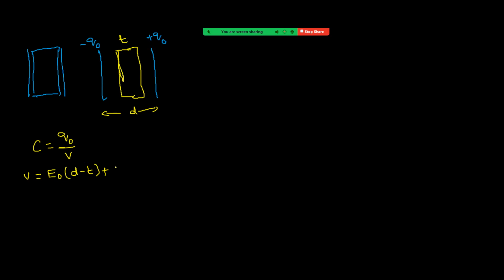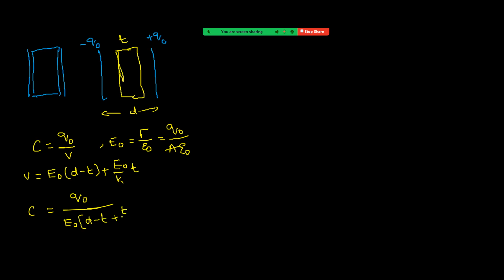Next, coming to inside the slab, net value E naught by K into T. So this is giving us potential difference between the plates, right? Then see capacitance. So it is equal to, in the place of E naught, see what we can write. In the place of E naught, it is sigma upon epsilon naught, where sigma is Q naught by A. Now substitute that value here. So C equal to Q naught upon, I'm taking E naught outside. Remaining is D minus T plus T by K.